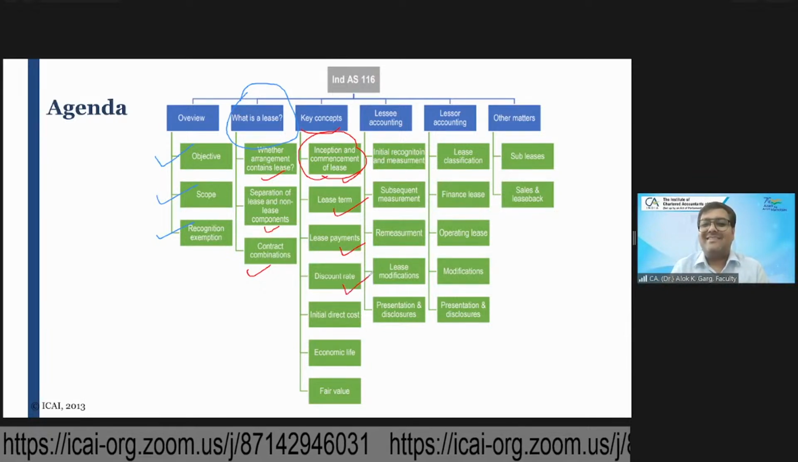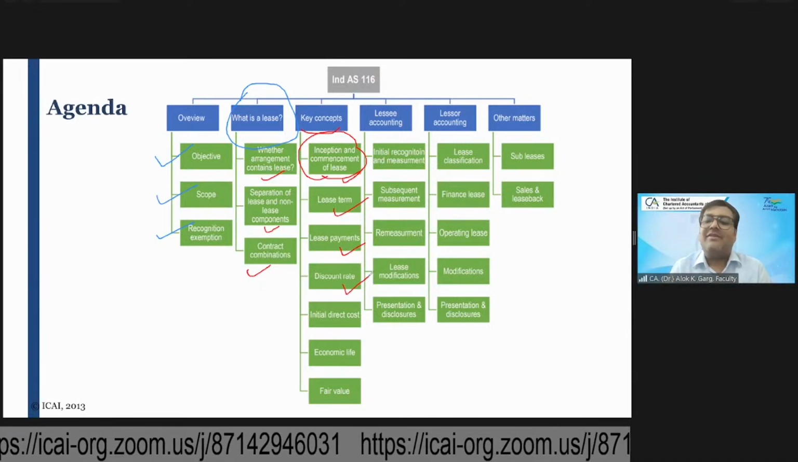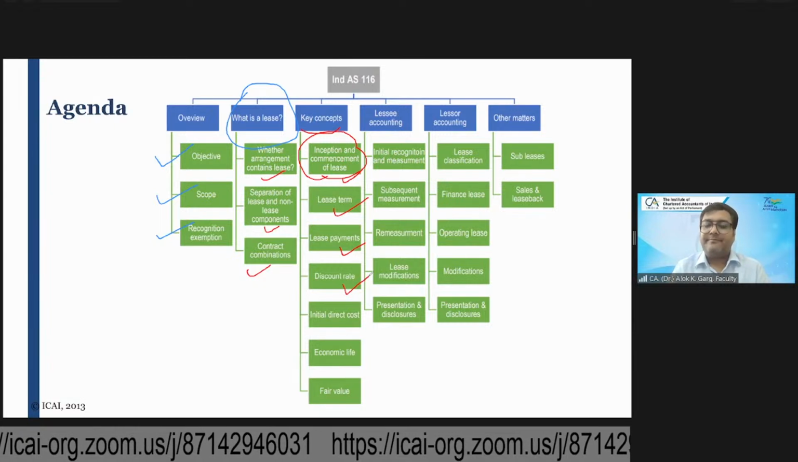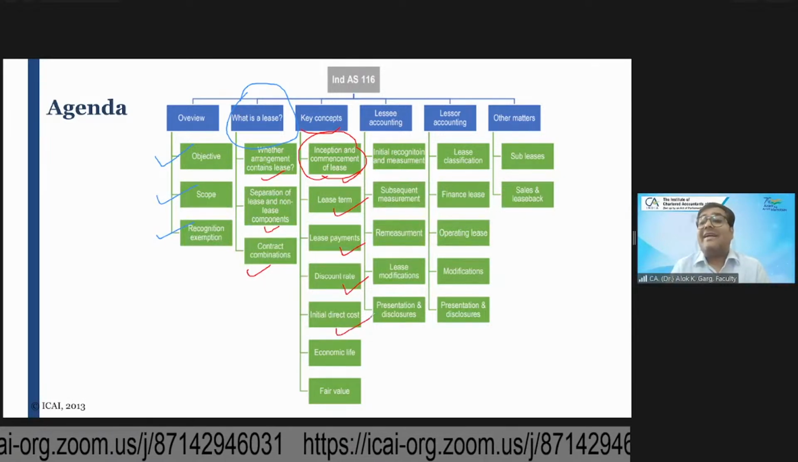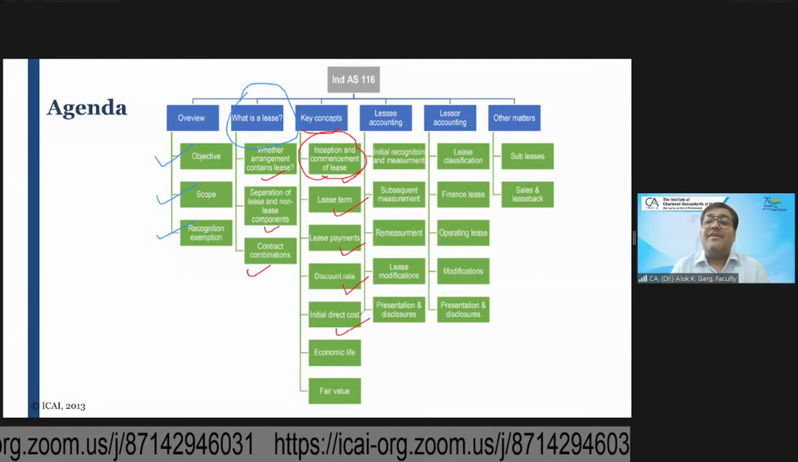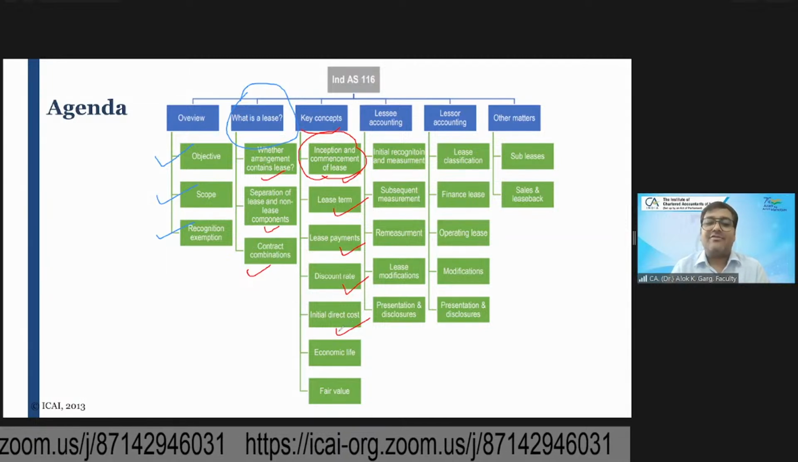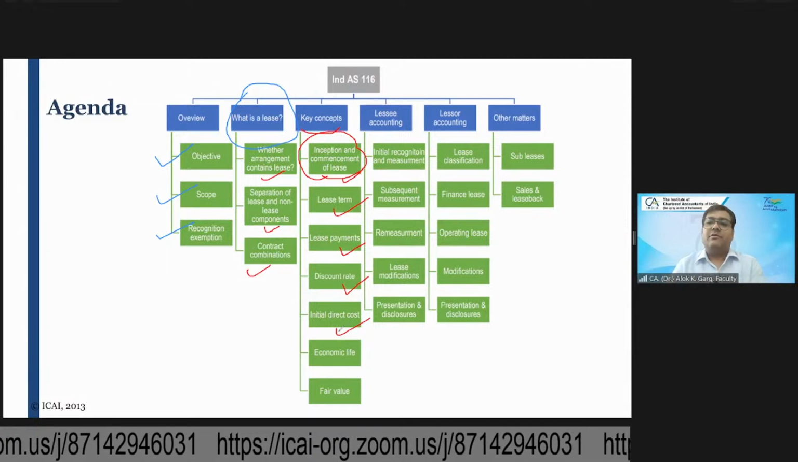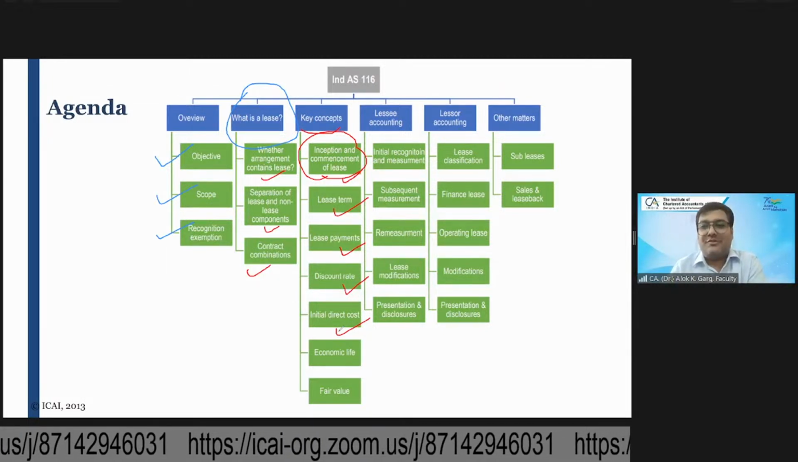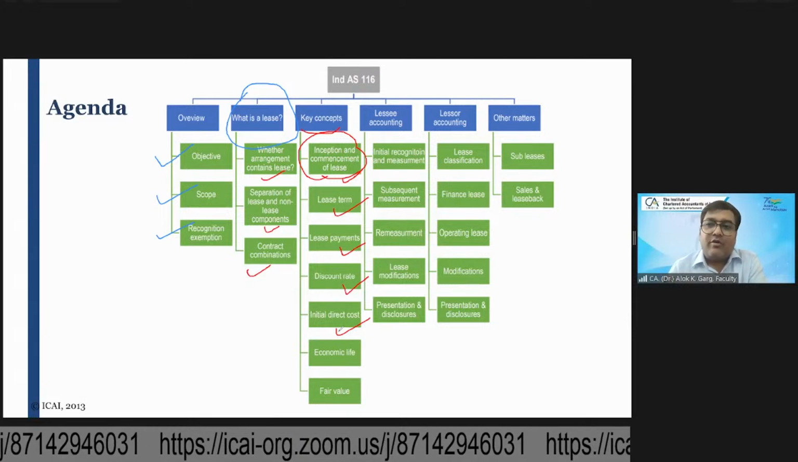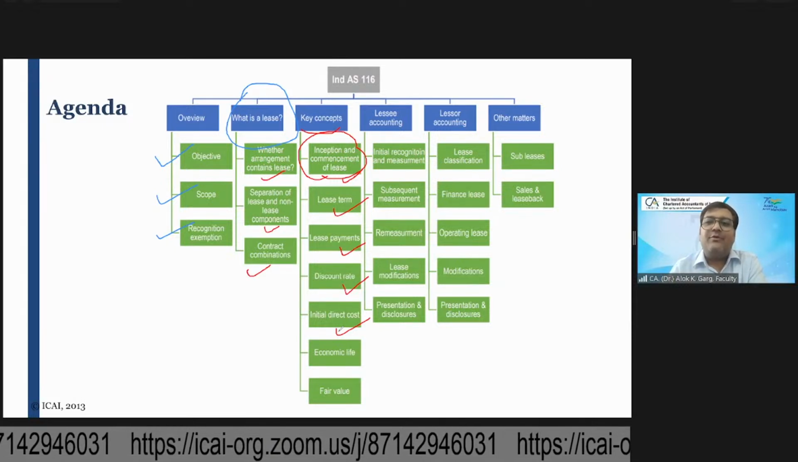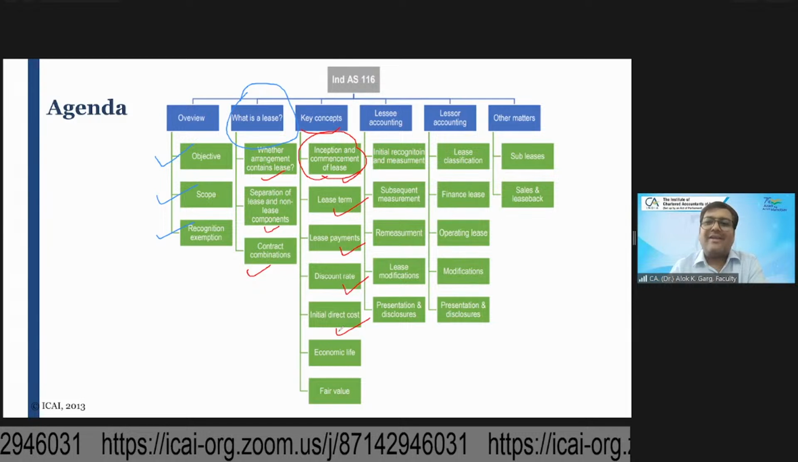Discount rate. Generally, this discount rate will be given in the question. Okay. Initial direct cost. Whenever you are entering into a lease agreement, lease contract, you have to enter into some cost also. For example, brokerage, fees, commission, stamp duty, court fees charges, lawyer charges.